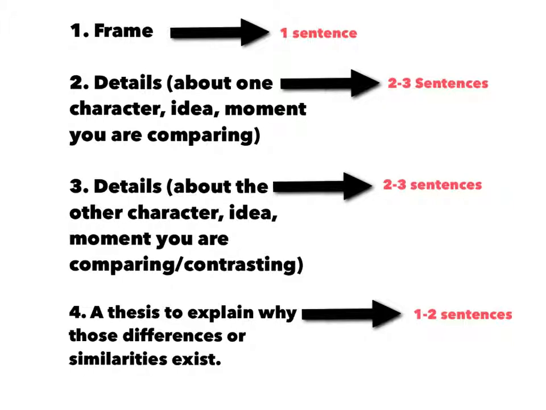Now, the second step, details. Say, for instance, we're contrasting 2 characters. Well, your frame is going to be exploring how those 2 characters are different. So the details need to express how one character is different from another. So in step 2, say for instance we're talking about Huckleberry Finn and Tom Sawyer, the details should express how you see Huckleberry Finn. And you need to make that very clear. You should prove that you're an expert, that you have a firm grasp on who this character is.